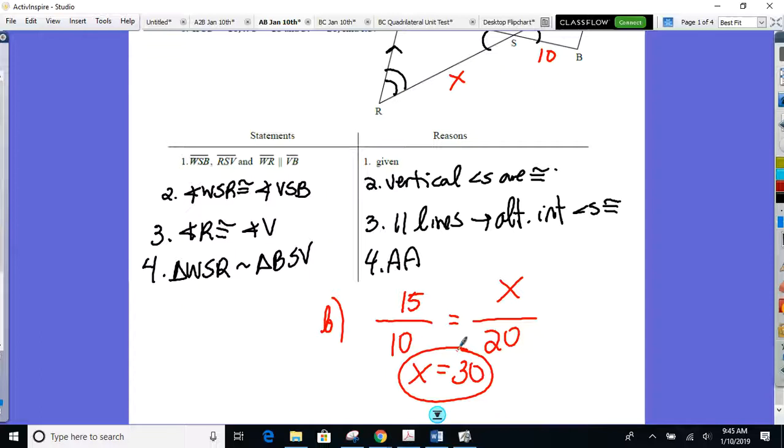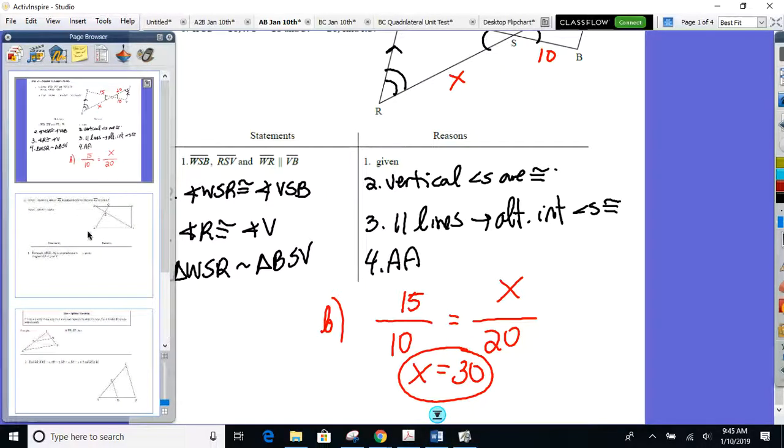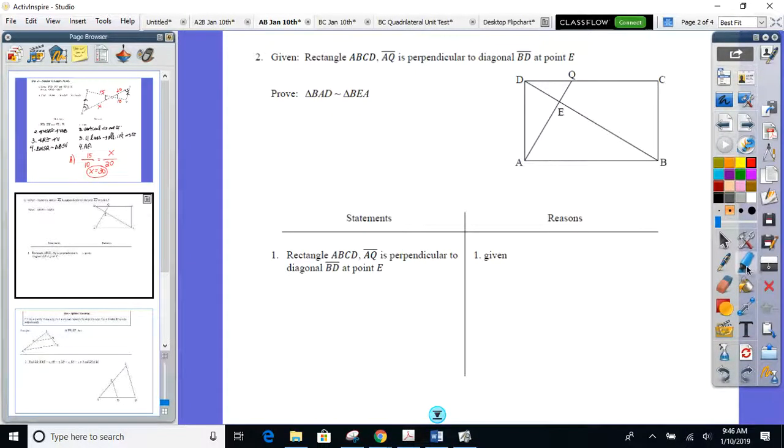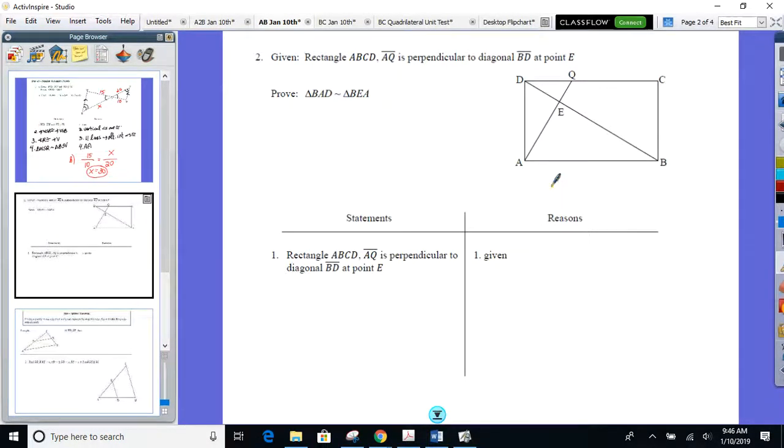Any questions? All right, one more proof because I'm not going to spend all day on these, since you only need to find 2 pairs of angles. We got a lot of triangles in this diagram, so make sure you are aware, highlight if you want, trace it. The 2 triangles I need in this one, BAD and BEA.